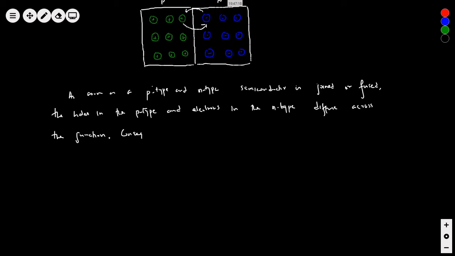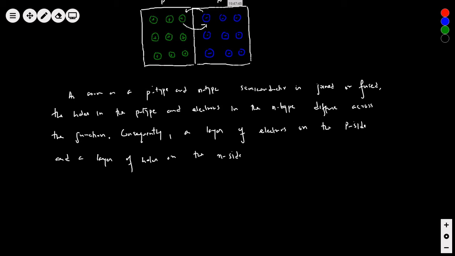Consequently, a layer of electrons on the P side and a layer of holes on the N side appears, with a few more.